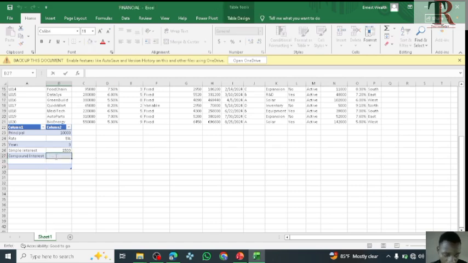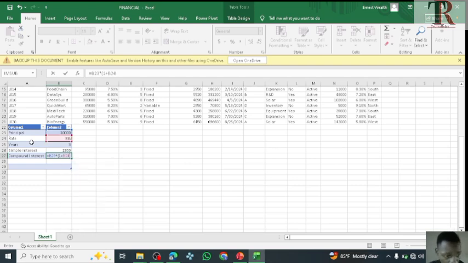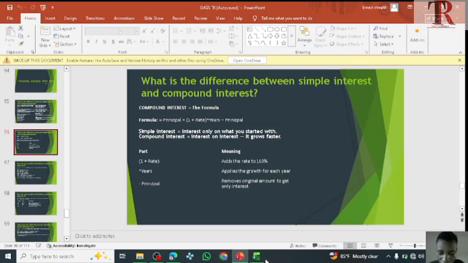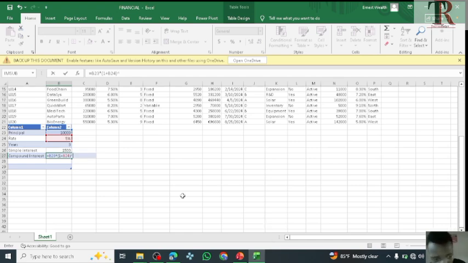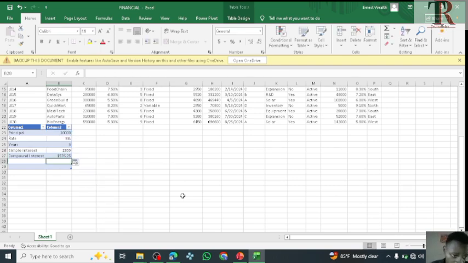So equals the principal. The principal is B23, times, bracket open, 1 plus the rate, which is B24, bracket close, raised to power years minus the principal. Raised to power years, which is B25, minus the principal, which is B23. And here we have it.